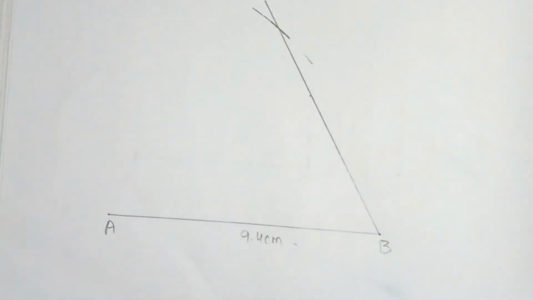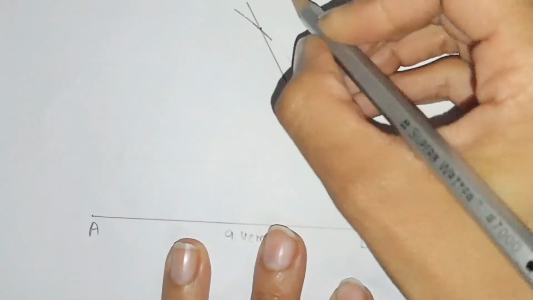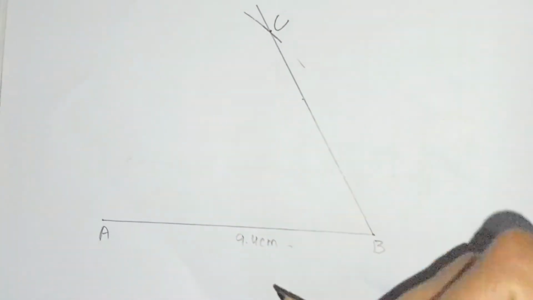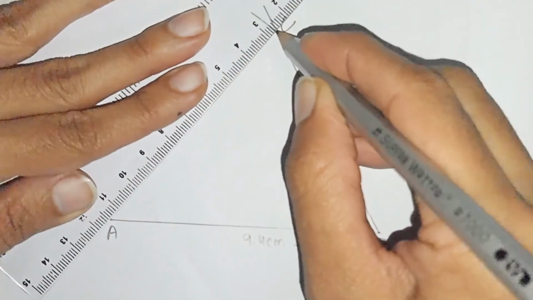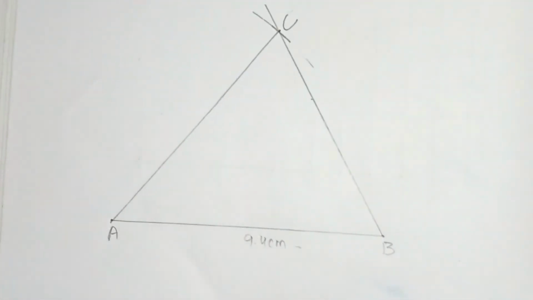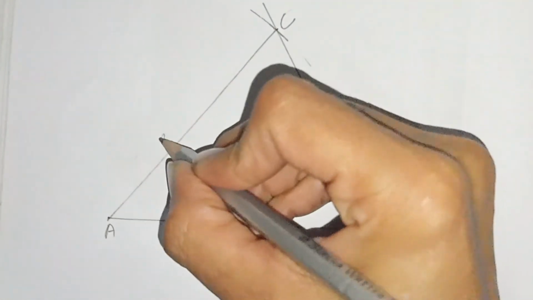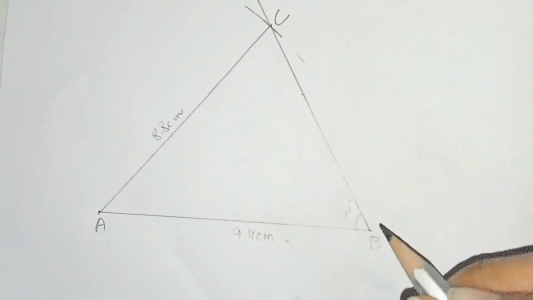Draw an arc, and where it cuts, that is the point C. Join point A and C. And this is 8.8 centimeter and this angle is 60 degrees.